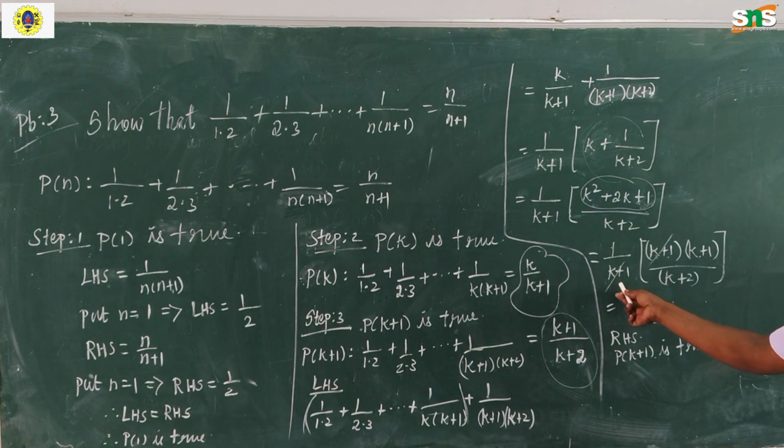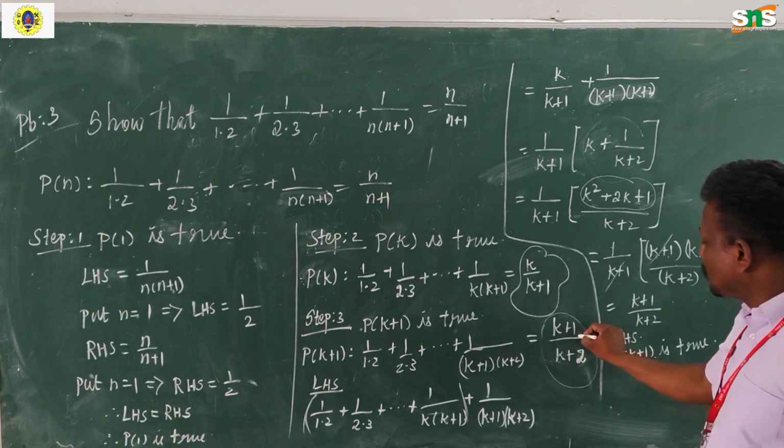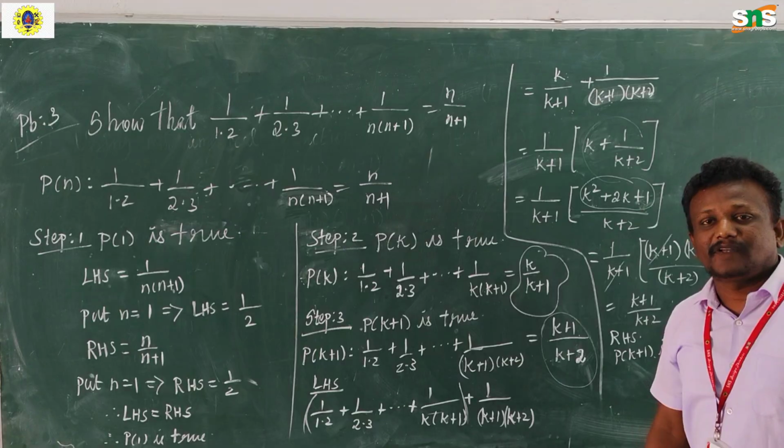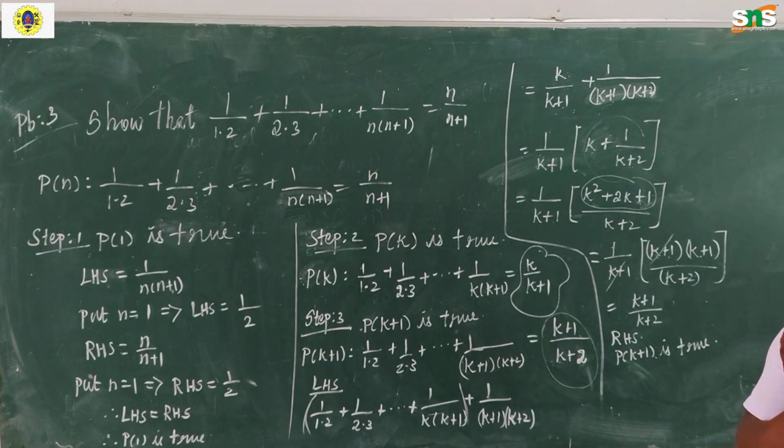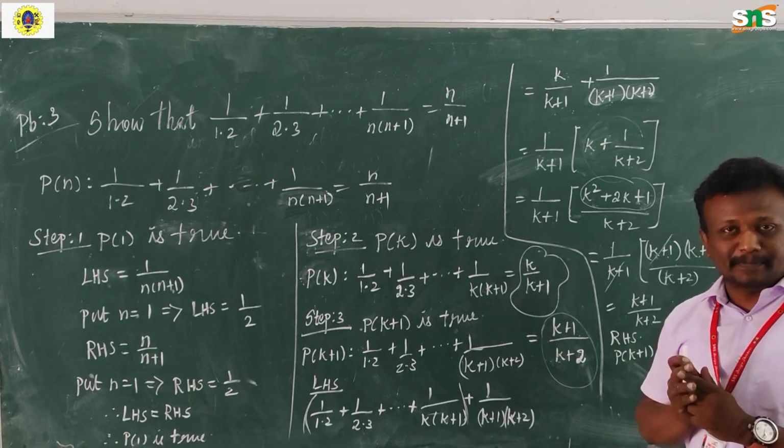So we have a k plus 1 in the numerator here. So both are the same, so that can be cancelled, right? The rest of the term is what? It is k plus 1 divided by k plus 2. This is what we want to show in the right hand side, right? So successfully we have proved this is true for k plus 1.